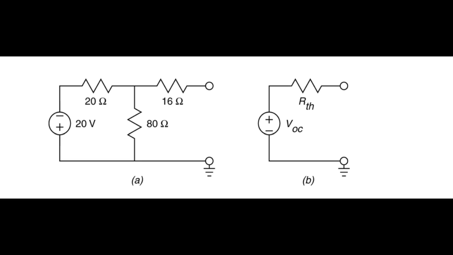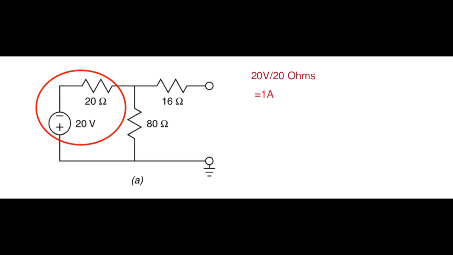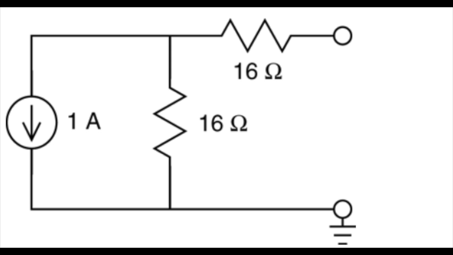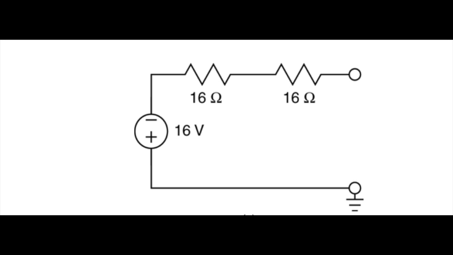First, we must replace the series voltage source with a parallel current source with the equivalent 16 ohm resistor. As the 20 ohm and 80 ohm resistors are in parallel, they are equal to one 16 ohm resistor. If we now transfer our current source back to a series voltage source, we'll be left with a potential difference of 16 volts and two 16 ohm resistors in series. The 16 volts is now the Thevenin voltage.